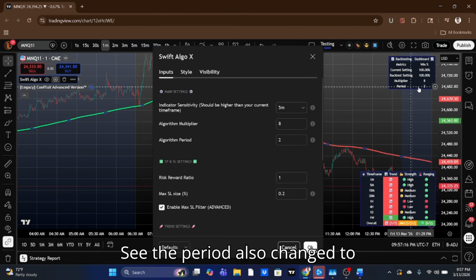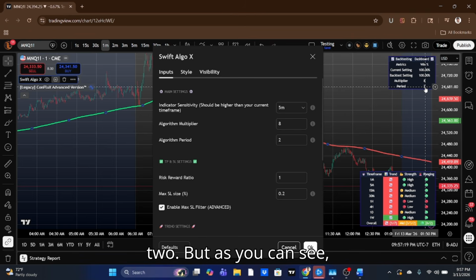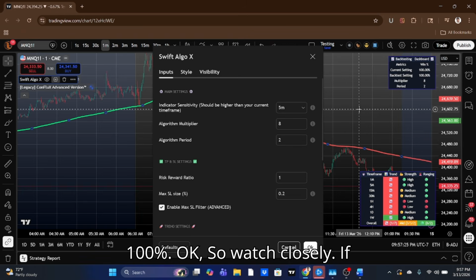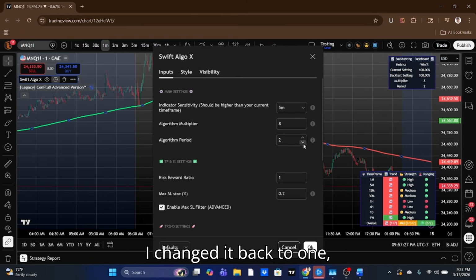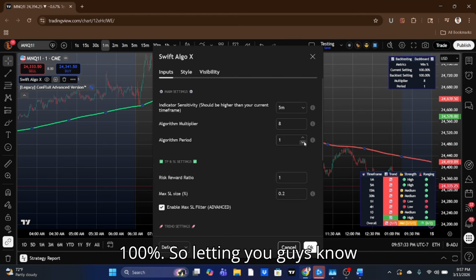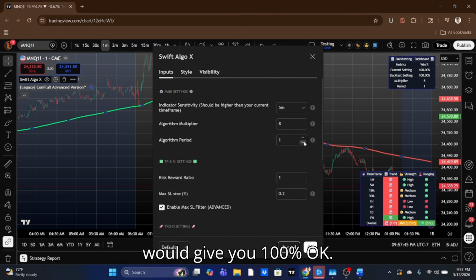See, the period also changed to a 2. But as you can see, it's still 100%, okay? So watch closely. If I change it back to a 1, it changed to a 1. It's still 100%. So letting you guys know, the backtest setting just detects the best setting to use at this time, but it does not mean that that's the only setting that would give you 100%, okay?